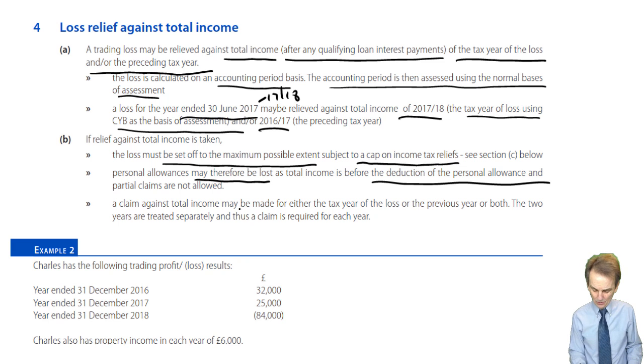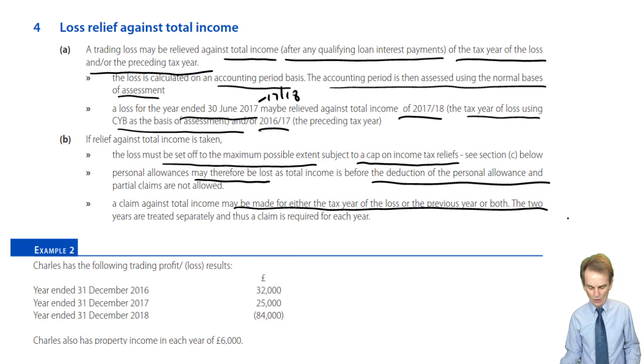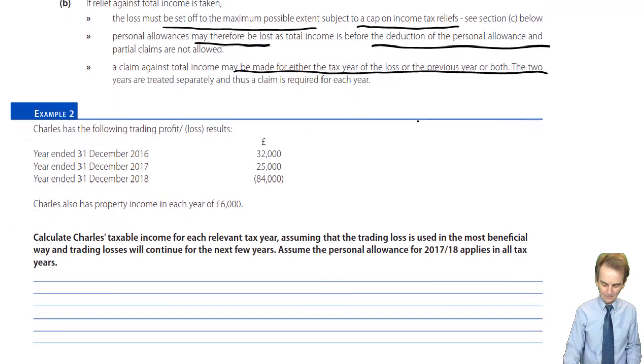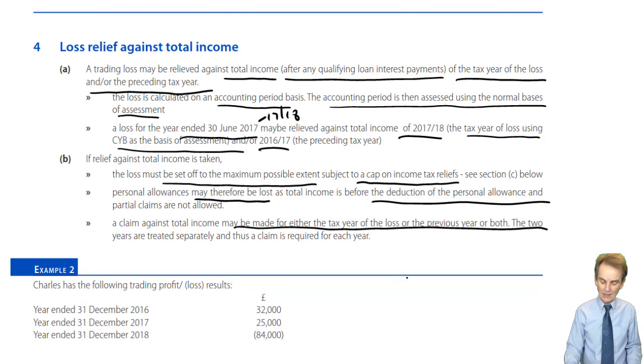A claim against total income, as we know, may be made in either the tax year of loss or the previous year, or both. Again, those two years stand alone. We're free to make our own decision about which to use there. Right. Now I said to you when we looked at that loss that the claim against the preceding tax year was probably the more likely one.